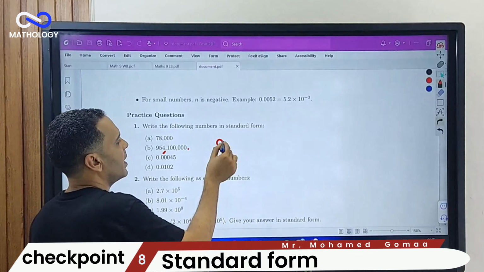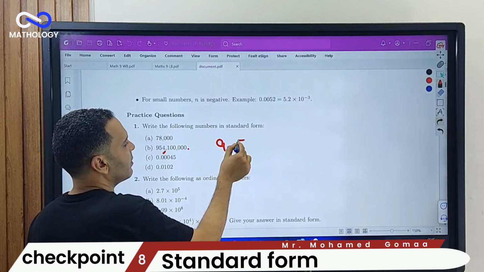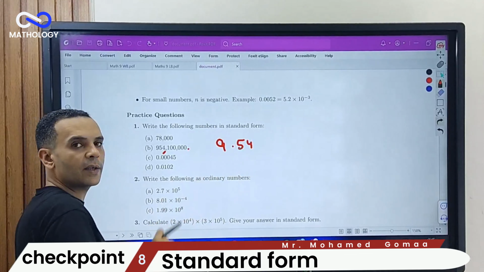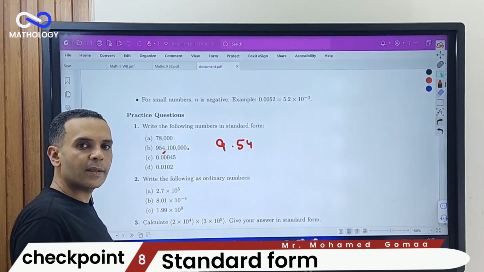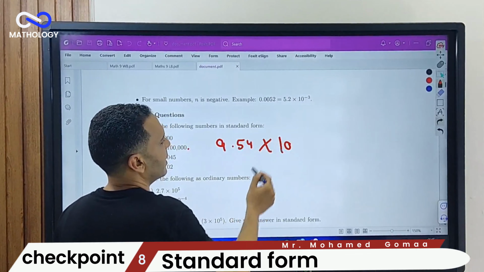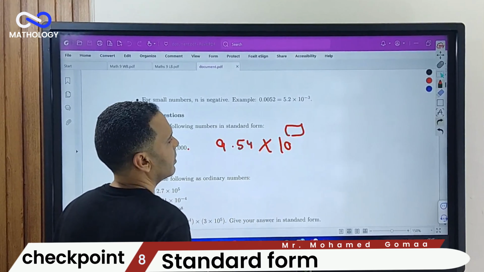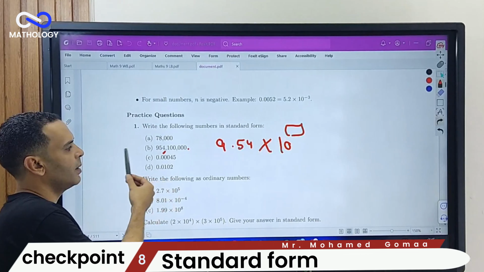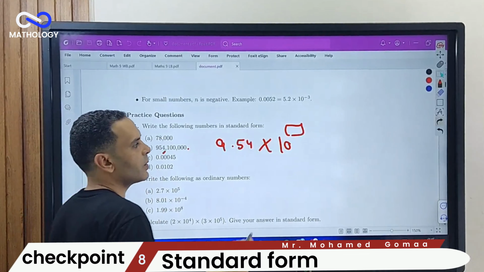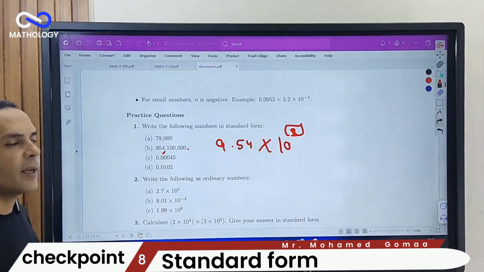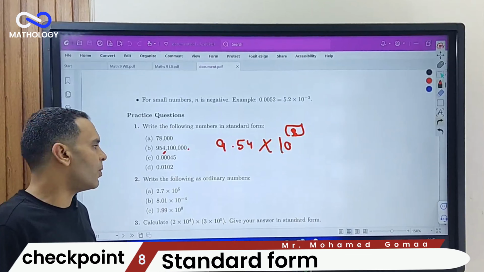So the answer will be 9.54, the first factor, between 1 and 10, greater than or equal to 1 and smaller than 10, multiplied by 10. What is the power of the 10? We moved the decimal point 8 places to the left, so it will be 10 to the power 8. This form is called scientific notation or standard form.